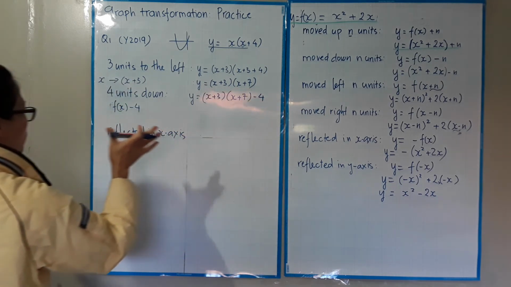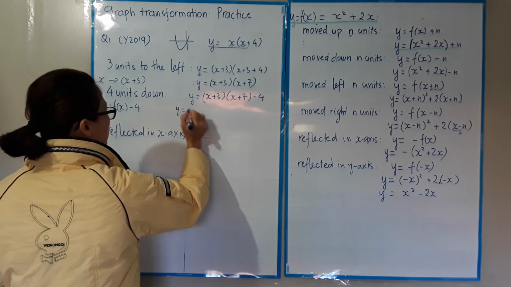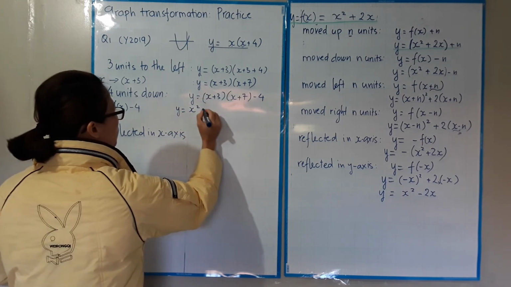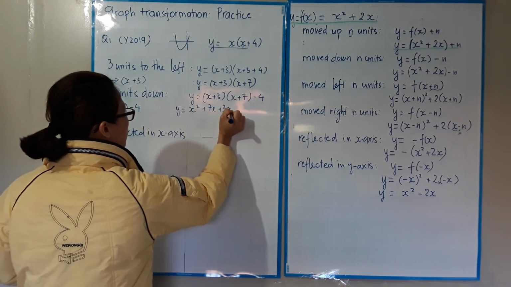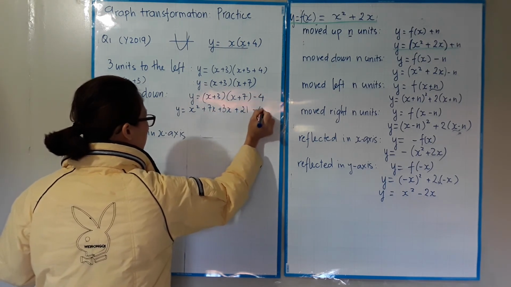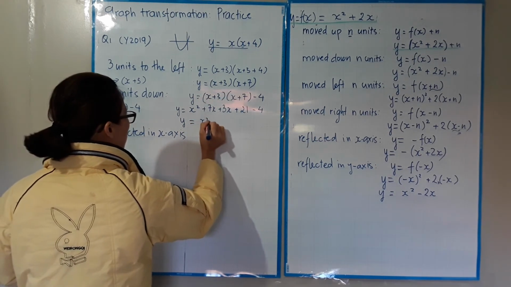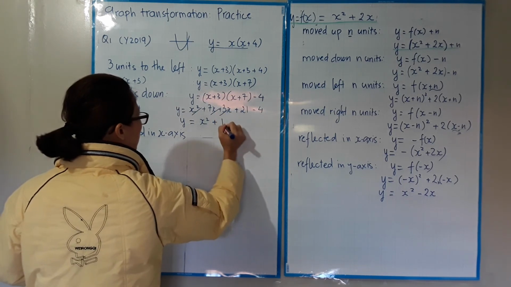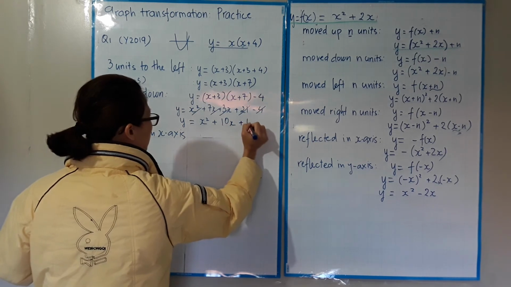And I suggest you do simplification here, which gives you x squared plus 7x plus 3x plus 21 and take away 4. And again, you still have to simplify to the end. X squared, you have a 10x, and you have 17 here.